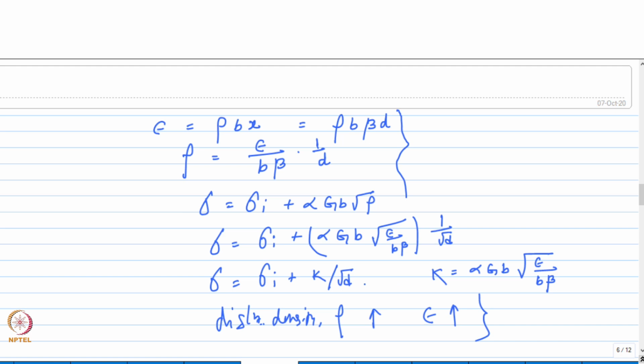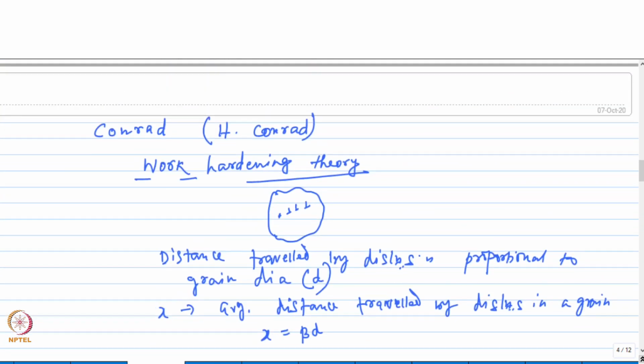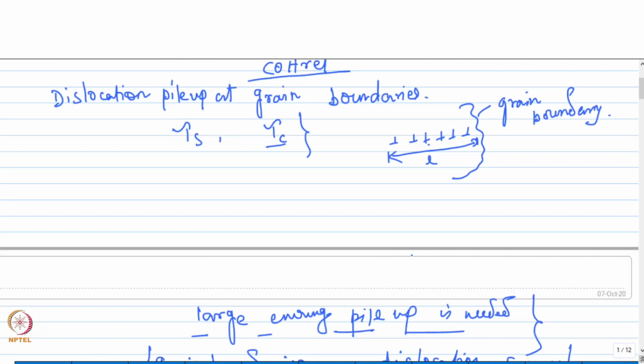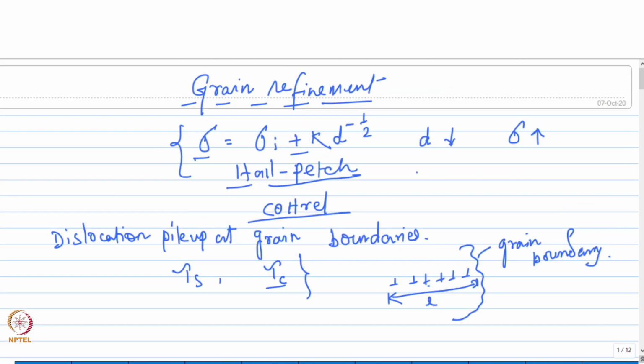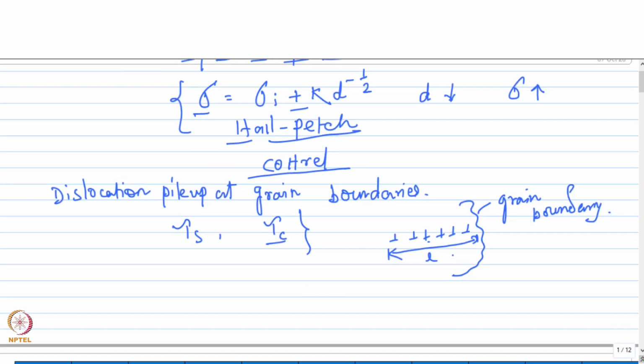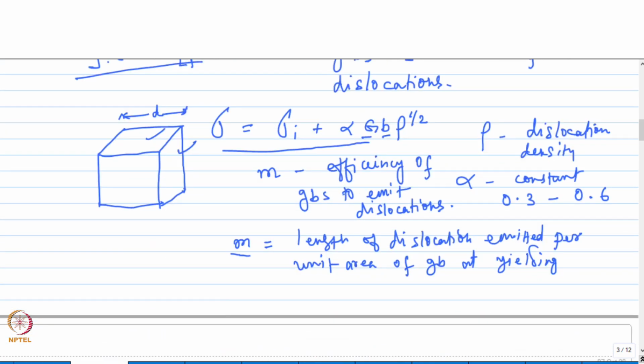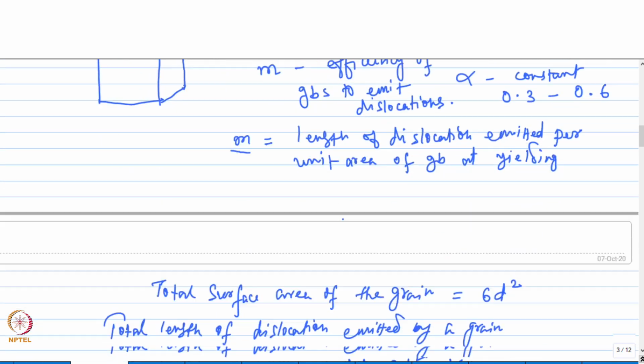Right? So these are the different theories which explain the mechanism of grain refinement strengthening, and all of these are based upon the fact that the grain boundaries will either act as obstacles to dislocation motion or they will influence the dislocation density as the grain size is changed. Okay, so let us quickly summarize these grain boundary strengthening theories.